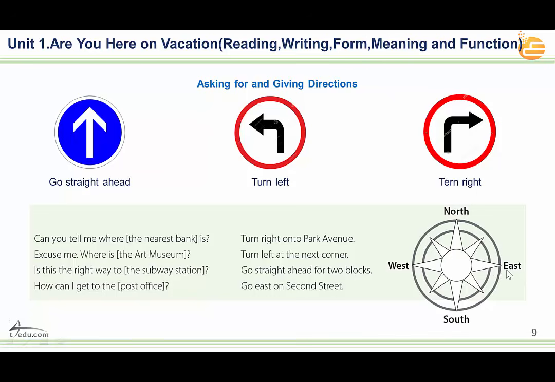This is the east. For example, Dammam is in the east of Saudi Arabia. This is the west. Jeddah is in the west of Saudi Arabia. North, south, east, west. Okay, so when I say go east, I mean this one. This is the east. Go east on 2nd Street. Okay, very nice.